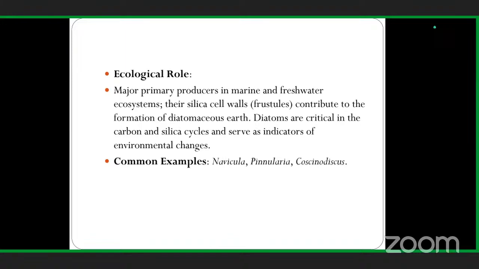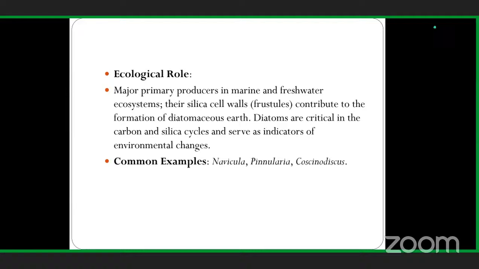So these are very distinguishable ecological roles due to the presence of the silica cell walls, that is the frustules. They contribute to the formation of a special kind of structure, that is diatomaceous earth. This helps in the cycling of carbon and silica, and it also helps as an indicator of environmental changes. Suppose in some area there is very much pollution, so it can indicate, oh, the pollution is rising day by day. So this is also a good bioindicator.